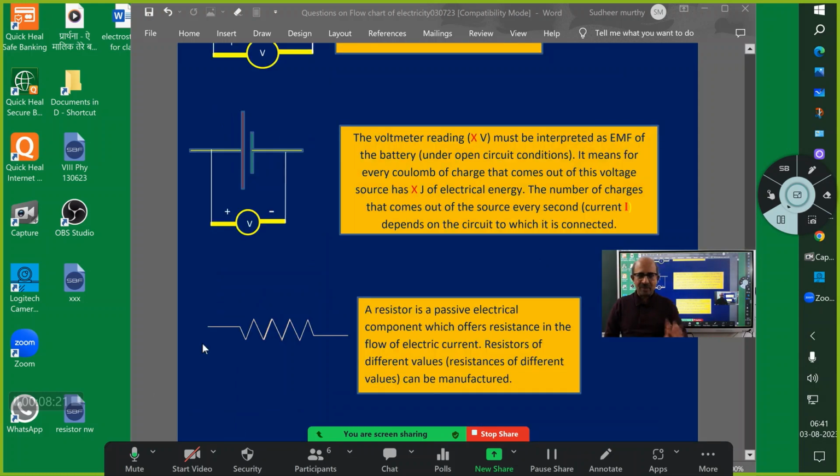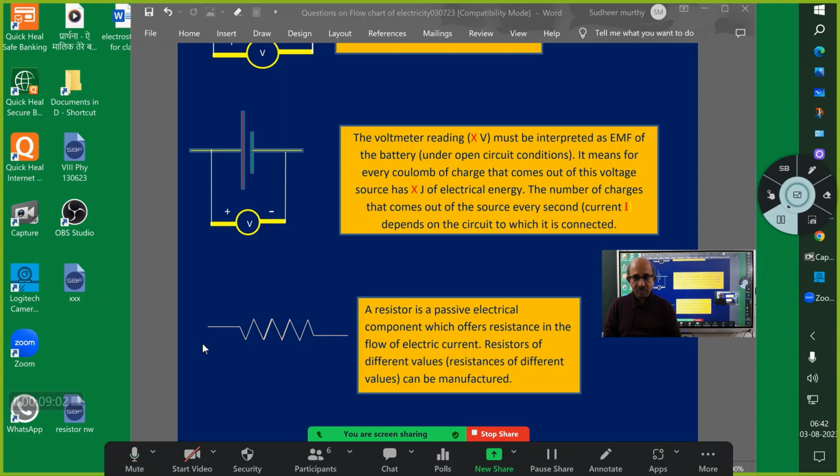The voltmeter reading, say some X volts, must be interpreted as the electromotive force of the battery under open circuit condition. Open circuit means it is not connected to any circuit. Then the potential difference at the ends is called EMF, electromotive force. Got it now? See, now don't get confused. Between 2 points, there is something called potential difference. Now you have to interpret the meaning of that. It's not an absolute thing. When the battery is open circuited, if you measure the potential difference, then it means it is EMF. Got it? Yes. That's it.